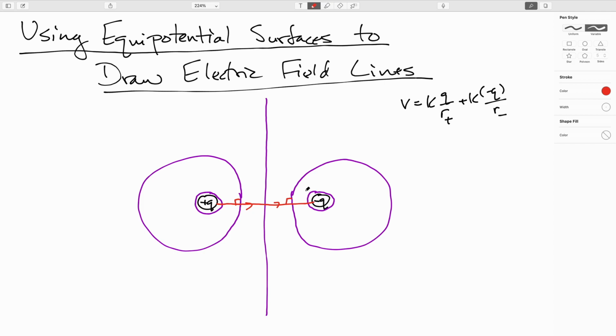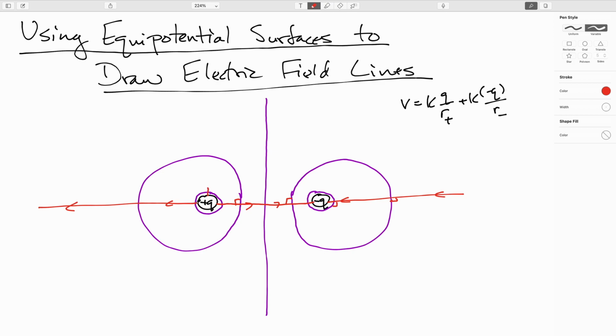And so this way we still don't need to remember all the elaborate rules that I alluded to, because if we do need these perfectly horizontal lines, we can just use the fact that you have to go from higher potential to lower potential, always crossing the equipotential surface perpendicular. So those lines would look something like that. And we could draw in some other lines.